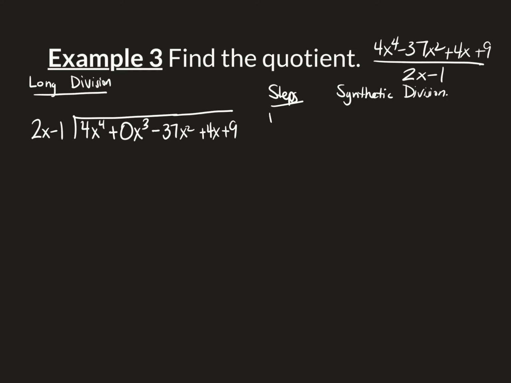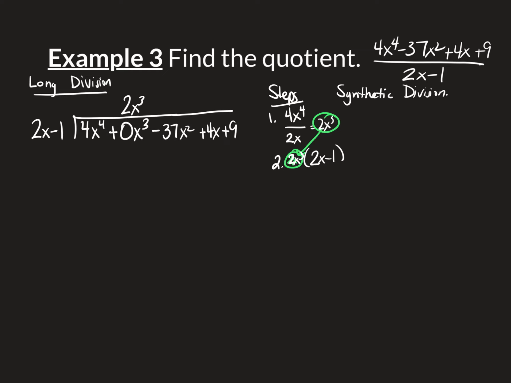Step 1, I'm going to divide the first term of the dividend, 4x to the fourth, by the first term of the divisor. And so 4x to the fourth divided by 2x is 2x cubed. That goes above its like term, 2x cubed. And then I'm going to take the answer that I just got and multiply it by the divisor. 2x cubed times 2x minus 1. And that answer is 4x squared minus 2x cubed.